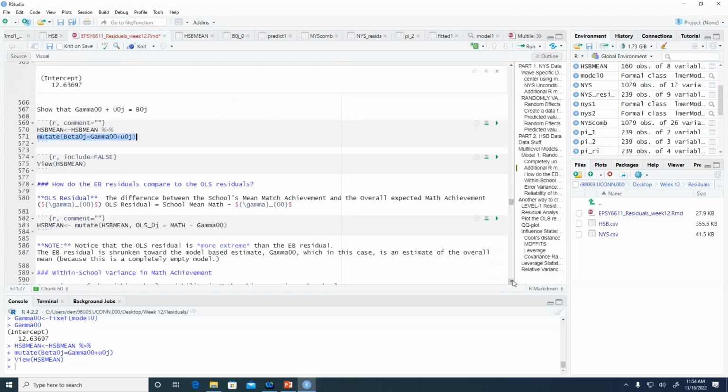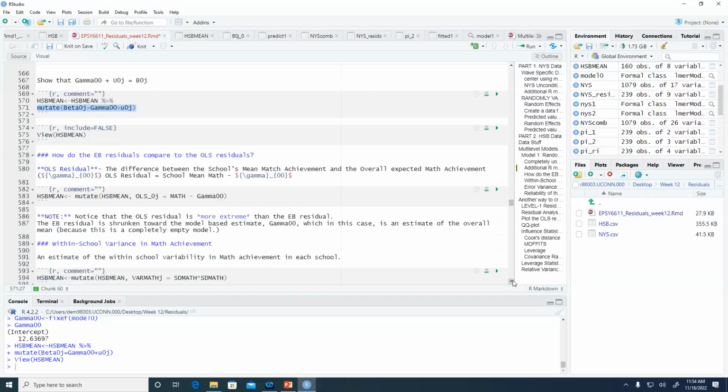How do these empirical Bayes residuals compare to the OLS residuals? Remember, an OLS residual is just going to be actual minus predicted. Remember, this is the HSB mean, the mean math scores across schools. So we're working at level 2.